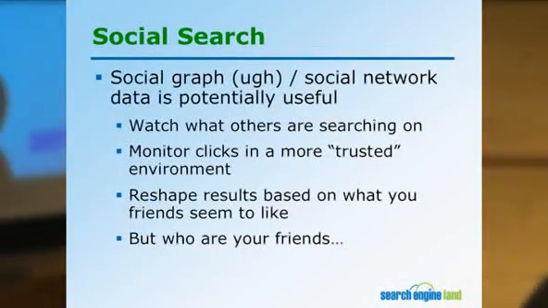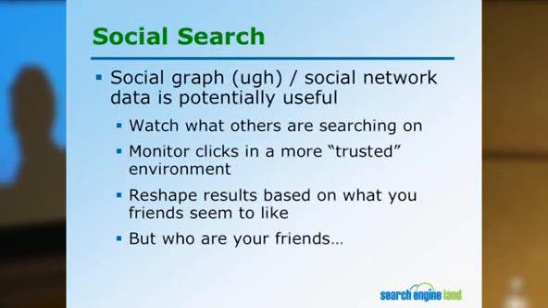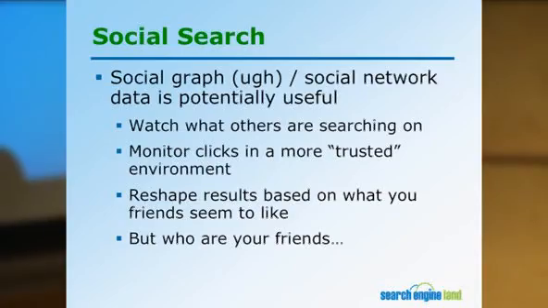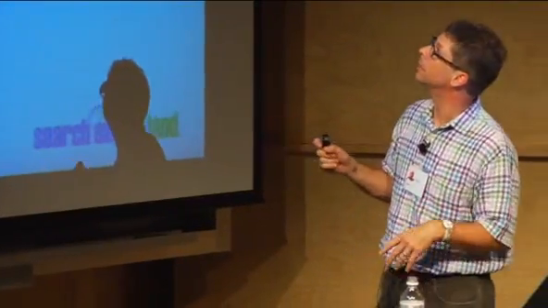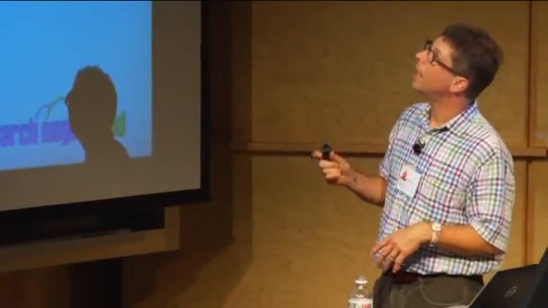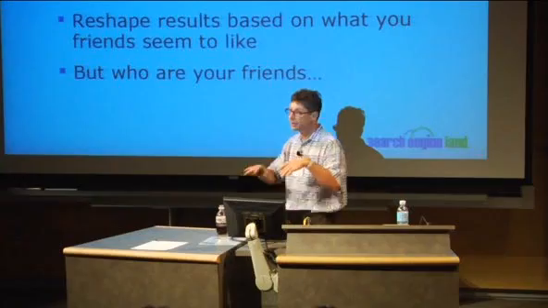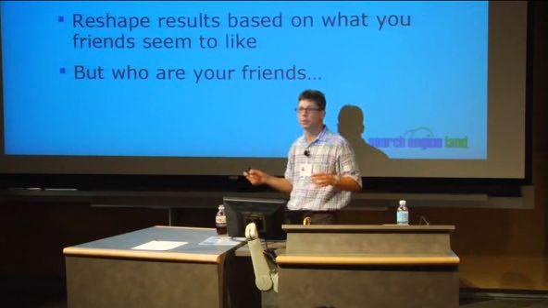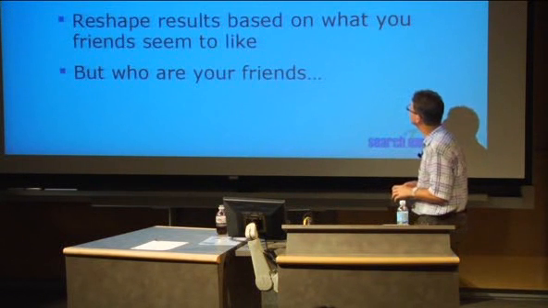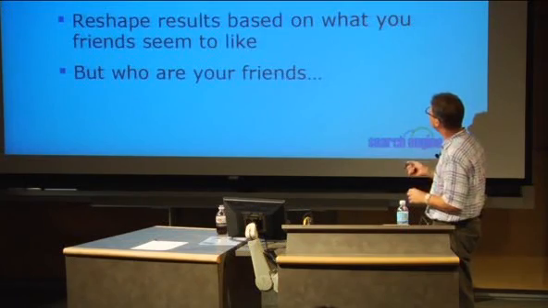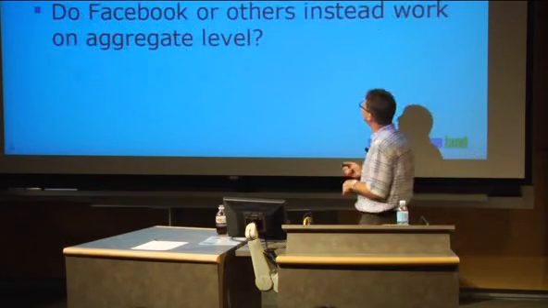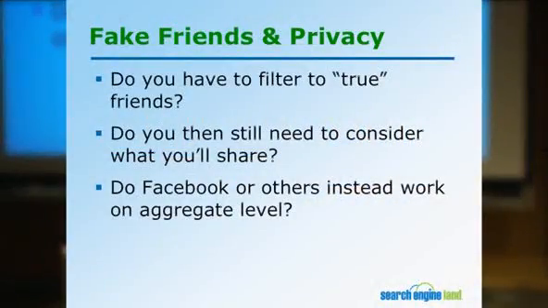So if you haven't heard the term social graph, it's a really ugly term, it basically means knowing who all your friends are, like social link data, your social network. And the idea is, what we could do is watch what everybody's searching on, and monitor the clicks going on within Facebook, and maybe it's a little more trusted there because spammers would never come into Facebook, never. And we'll reshape the results on what you and your friends like. That sounds great at first, and then you start thinking about it, and it starts to fall apart in a lot of ways, like your friends.